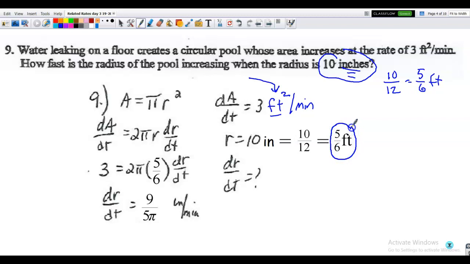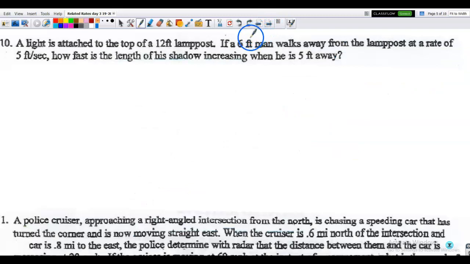So that's 5/6 feet. The problem itself is really easy. The area of a circle, 2 pi r dr dt. Substitute 5/6, not the 10. And you get, so check yourself, the actual answer for this problem is 9/5 pi inches per minute. So easy problem, but the person who did the problem in the packet, unless I fixed it, forgot to account for the changing of the units. They don't really do that to you on the AP test. So just saying. Number 10, I actually want to do for you.